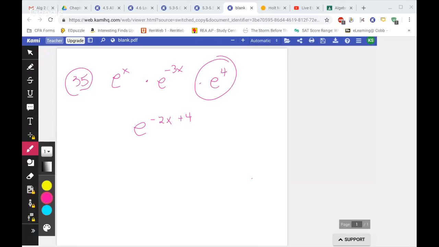Anyway, she just wants you to simplify it to this point. I got the kids to get my dogs. She wants you just to simplify it to here. Don't worry about getting the value of e to the fourth. So just get it to where you are combining your x and your negative 3x. That's going to give you a negative 2x and then adding 4 to that. All right. That makes sense.